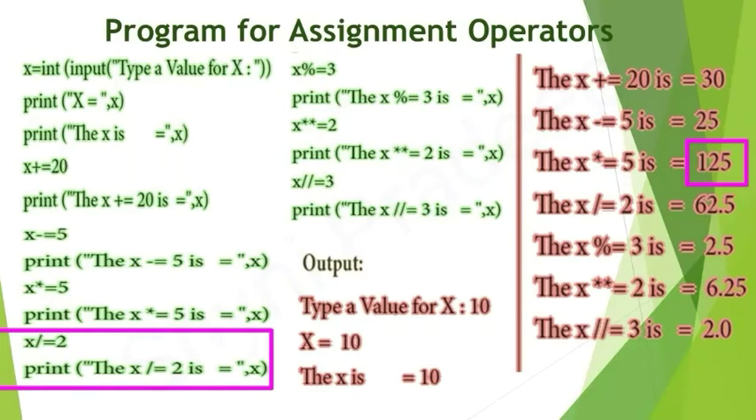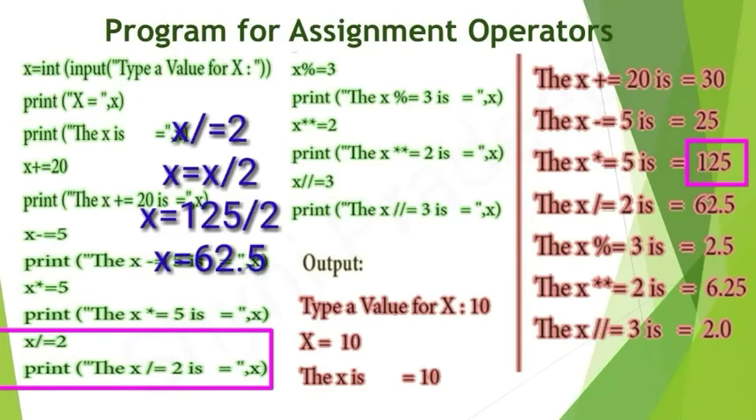Next, X division equal to 2 and print X division equal to 2 is X. So what is the X value now? 125. X division equal to 2. So write X equal to X divided by 2. So what is the value of X? 125. 125 divided by 2 equals 62.5. So here write 62.5.